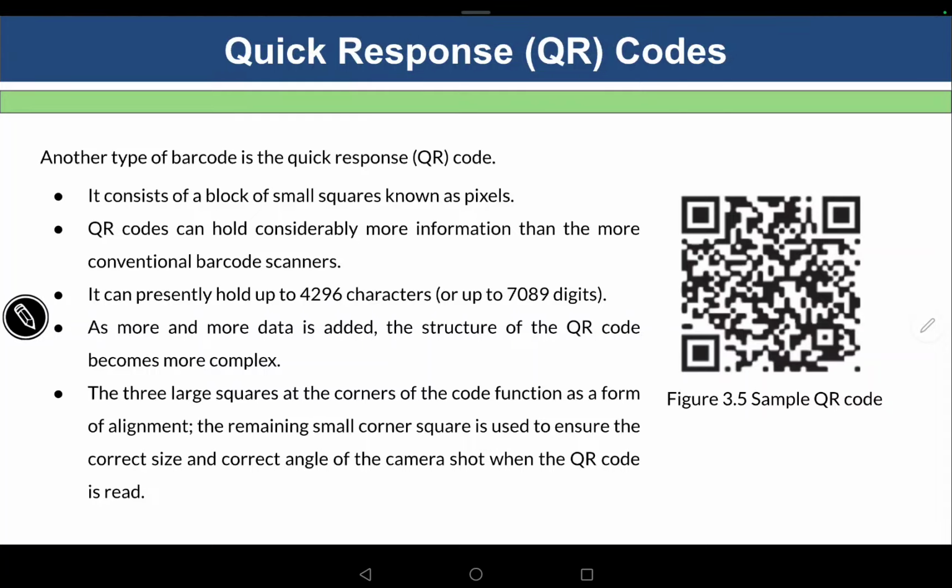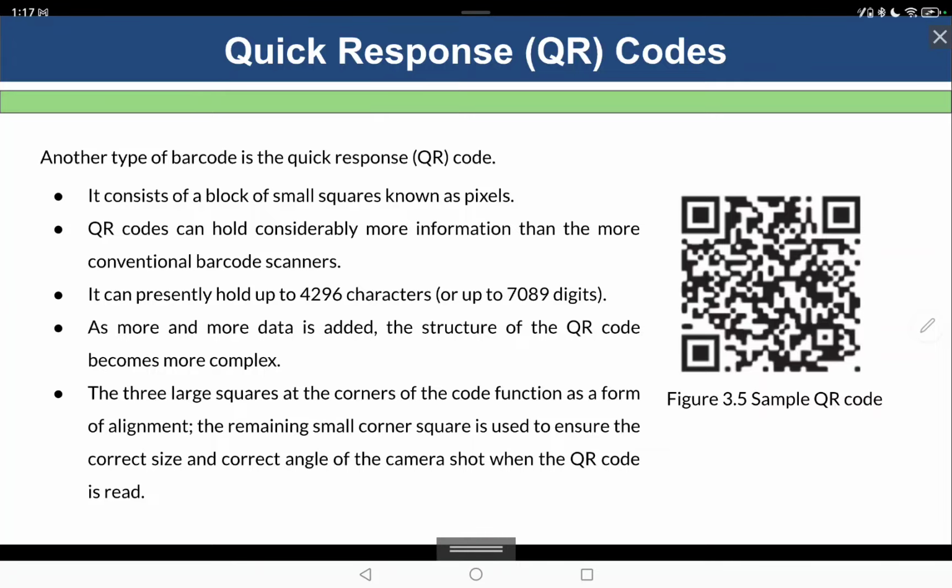Okay, now let's look at QR. QR means quick response code. This is also an input device, and it's another type of barcode that is used to enter data into the system. A QR consists of small square pixels, and this QR can hold more information compared to a barcode scanner. A QR can hold up to 4,296 characters or up to 7,089 digits.